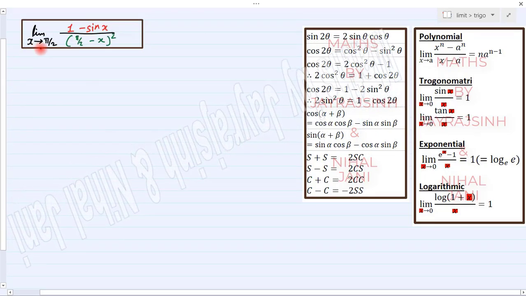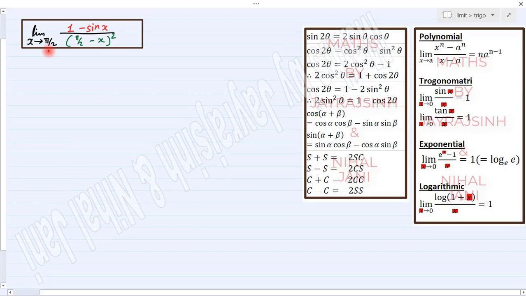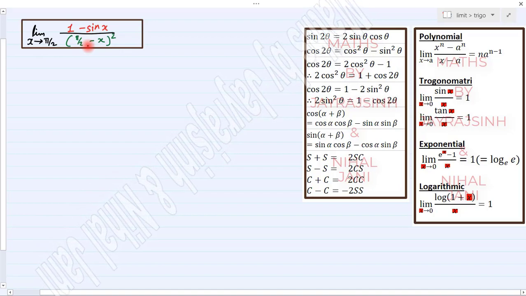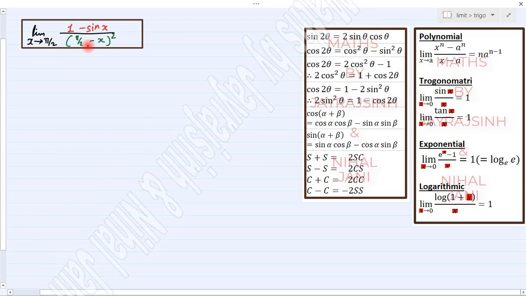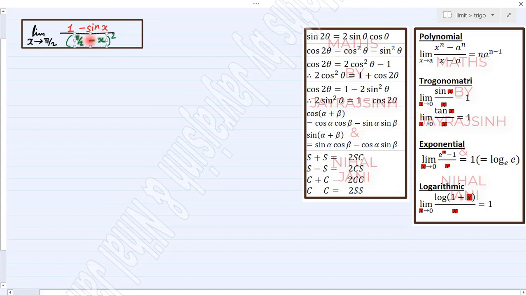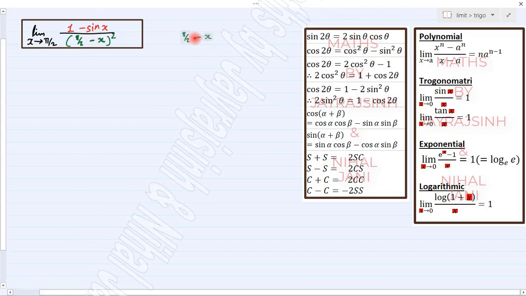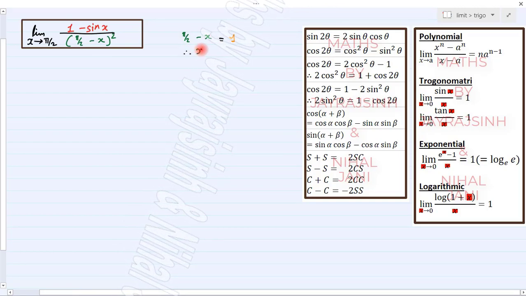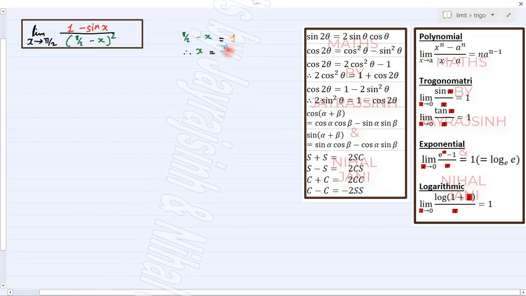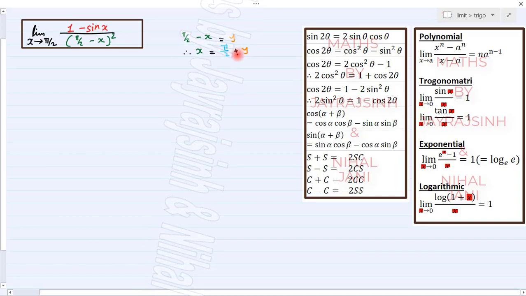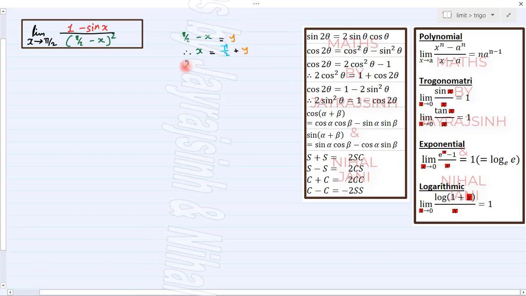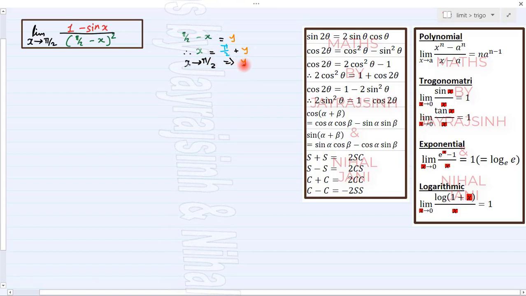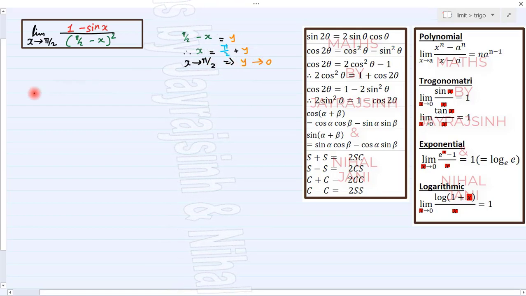Here our limit is x tends to pi by 2, of (1 minus sin x) upon (pi by 2 minus x) the whole square, which is 0 by 0 form. For simplification, let's assume this pi by 2 minus x, which is your denominator, is equal to y. So we can say your x will be pi by 2 plus y, and as x tends to pi by 2, therefore we can say your y will tend to 0.